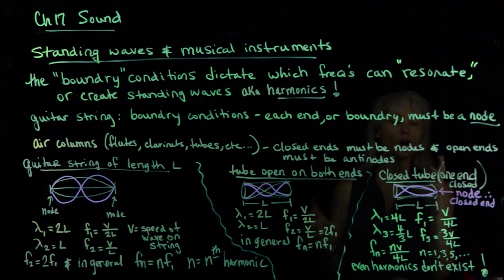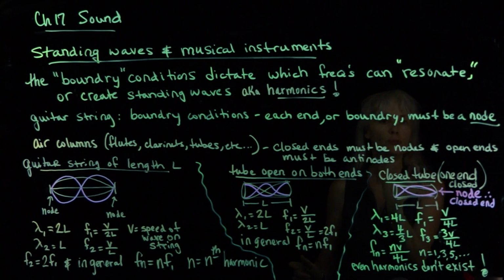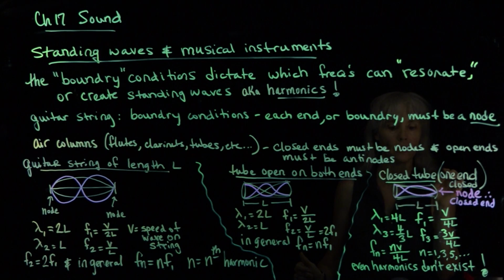So what's the longest wavelength that can fit, the fundamental wavelength? Well, notice it's got to have a node here and then rises up to a crest. That's only 1/4 of the wavelength. That means I need to make the tube 4 times as large to fit the entire wavelength. So lambda 1 then is 4 times L. That corresponds to a fundamental frequency of the wave speed divided by that wavelength of 4L.